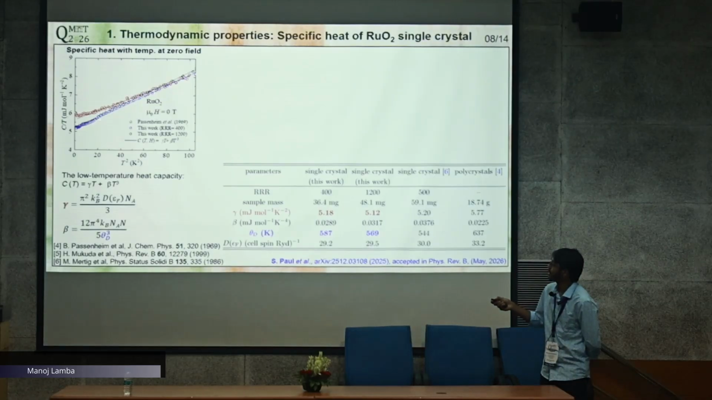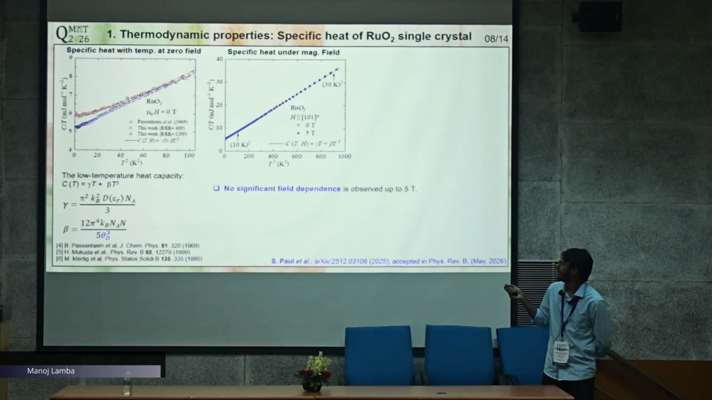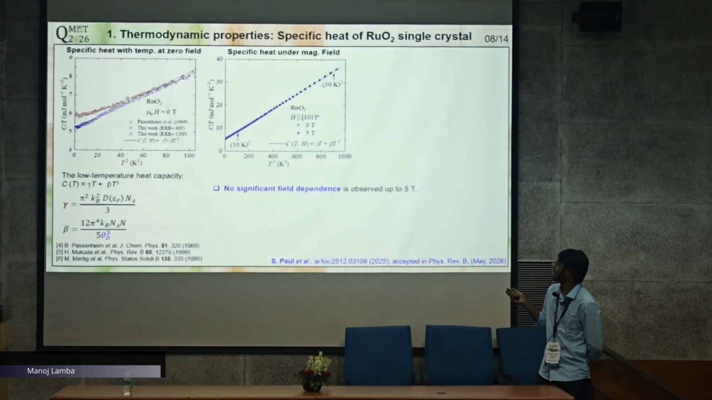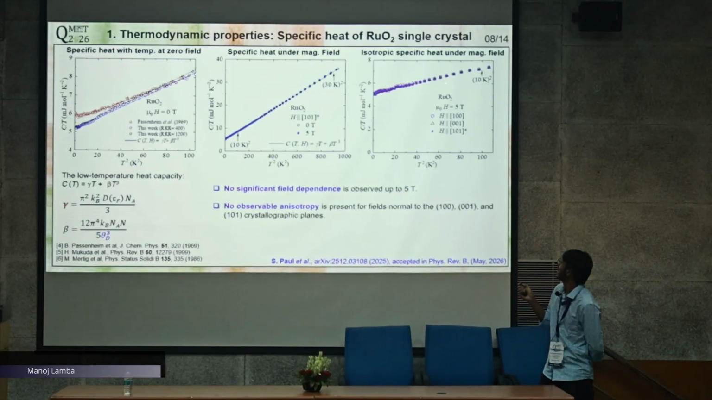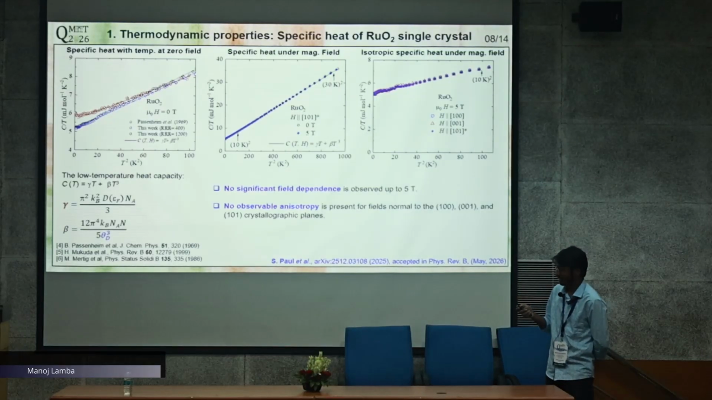And if we try to fit this experimental data with the power law expansion gamma T plus beta T cube, these are the corresponding gamma, beta and Debye temperature values. If we apply a magnetic field of 5 Tesla along the 101 direction, no significant field dependence can be observed up to 5 Tesla. And there is no significant anisotropy present in this system when we apply the field in 3 different directions.